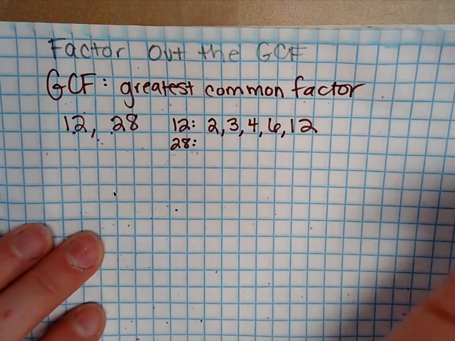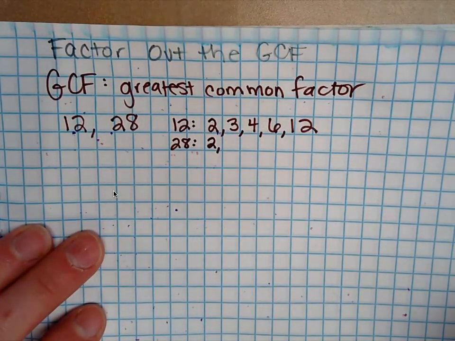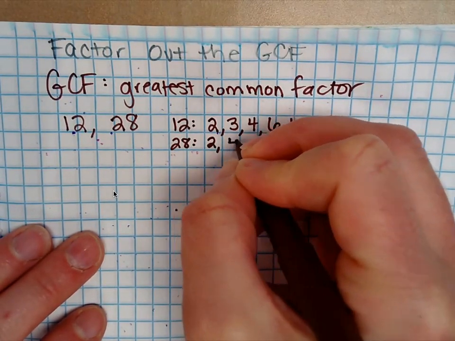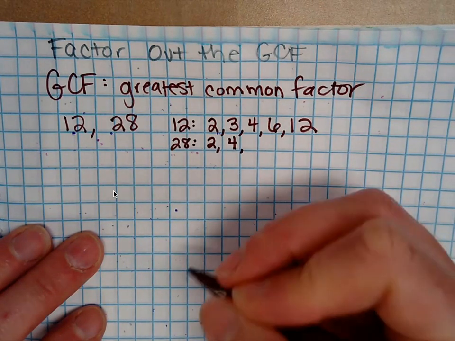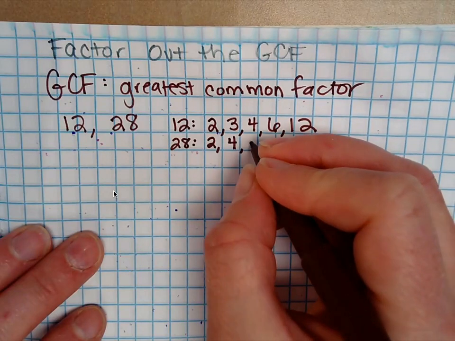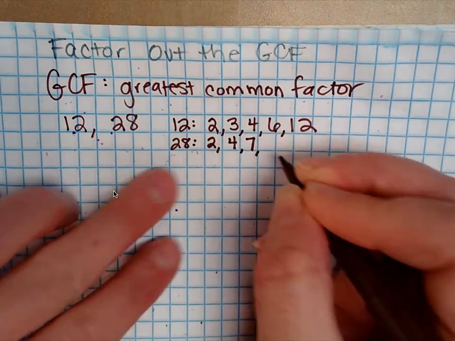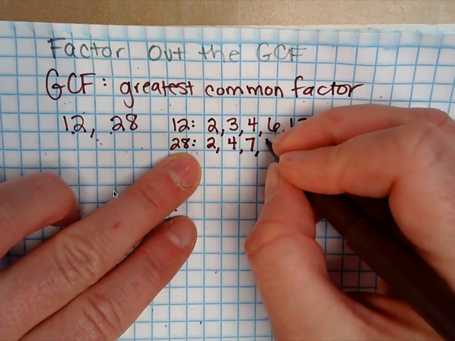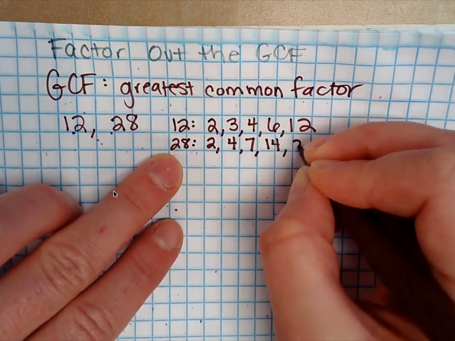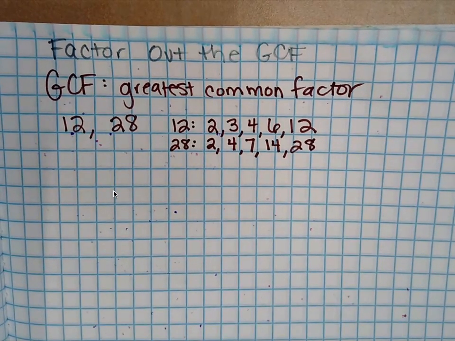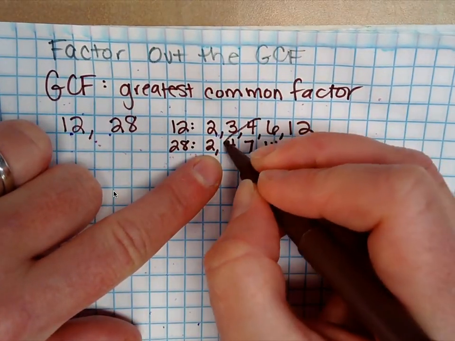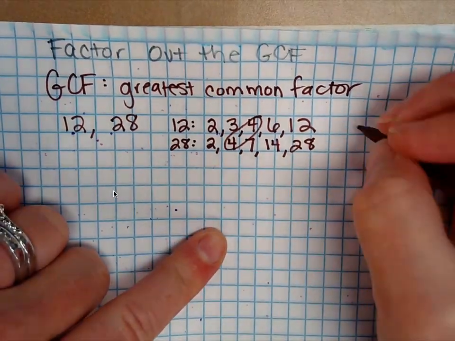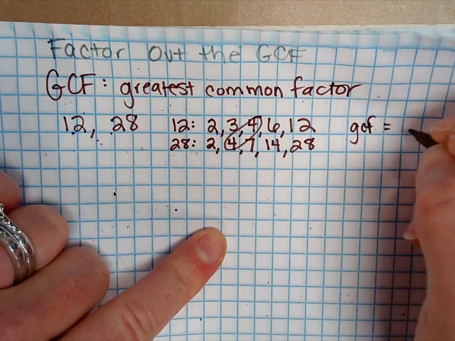And then 28, we know 2. Will 3 go into it? No. Will 4? What else? 4 times what gets 28? 7. And then 2 times what gives 28? 14. Oh, and I also need to include 28 in there. So we look for the largest common factor. They have 2 in common and they have 4 in common. Their largest is 4. So the GCF is 4.